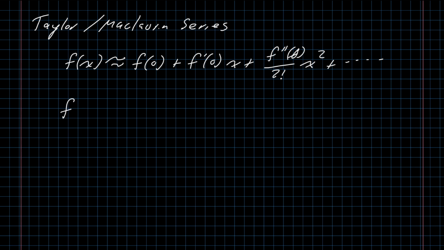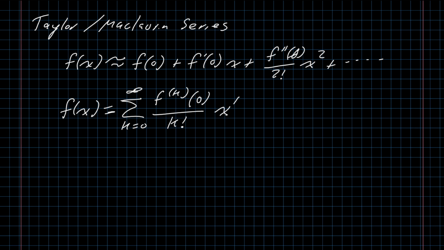So f of x, again, taking the limit, turning it into a power series, this is no longer an approximation. This is equal to the sum, k goes from 0 to infinity, of the kth derivative evaluated at 0 divided by k factorial times x to the k.